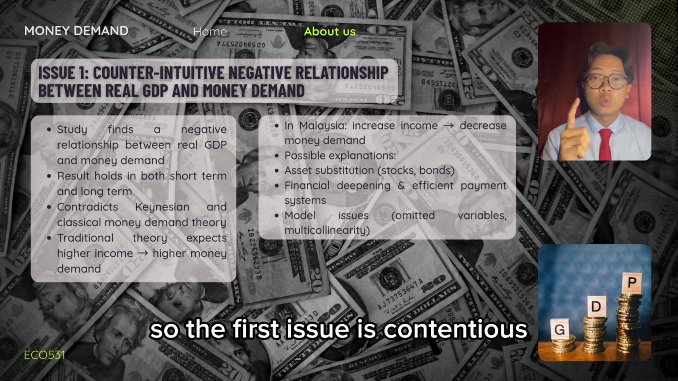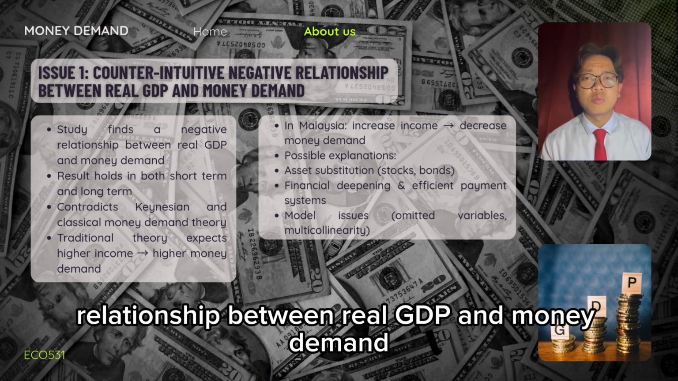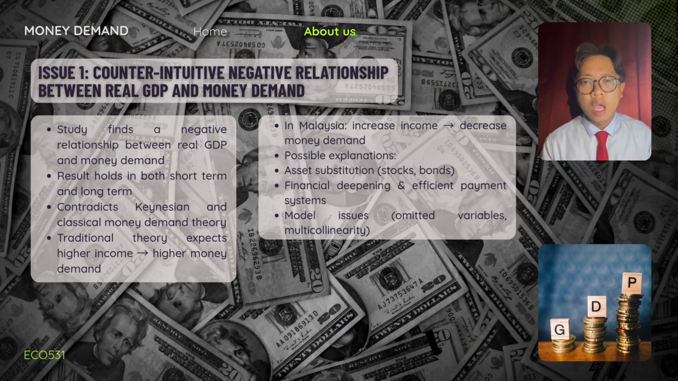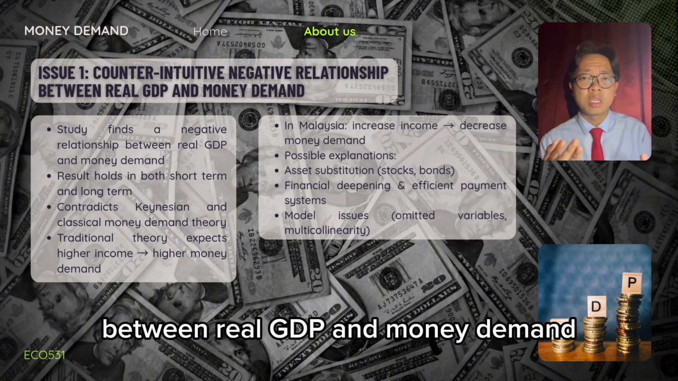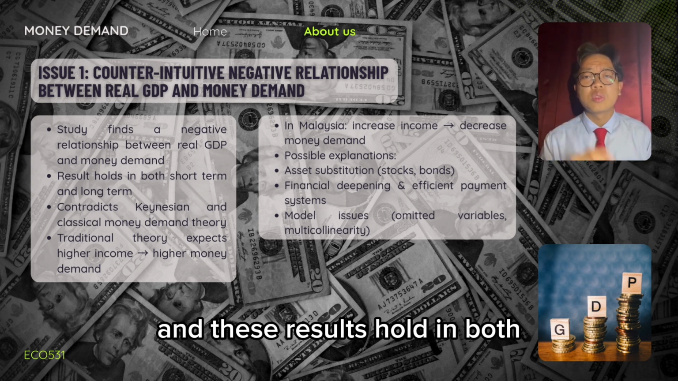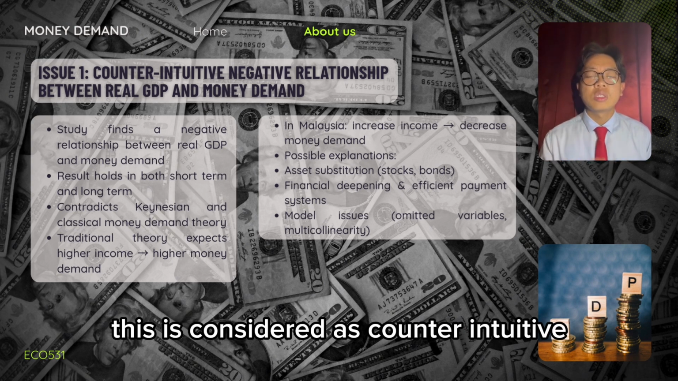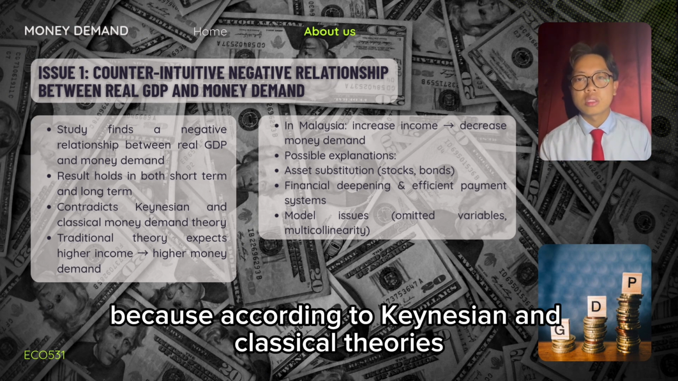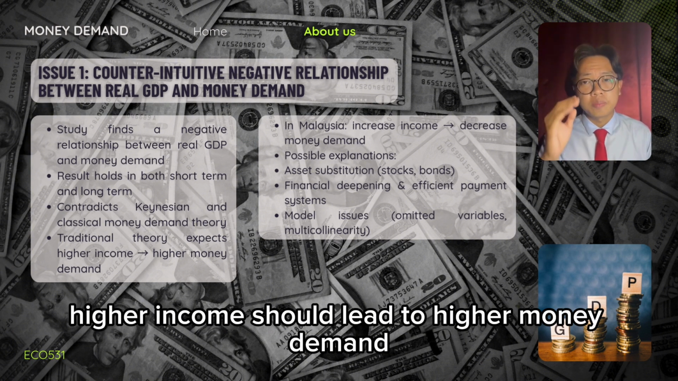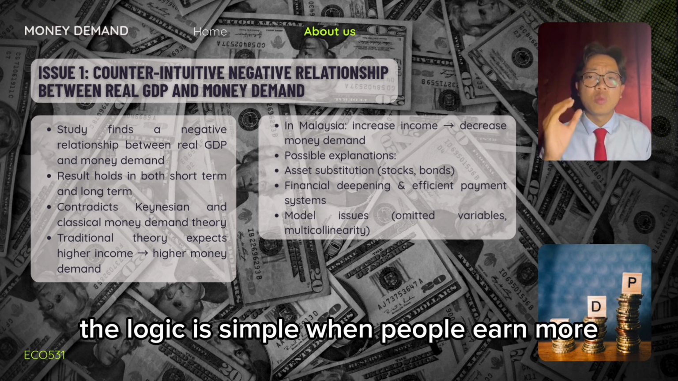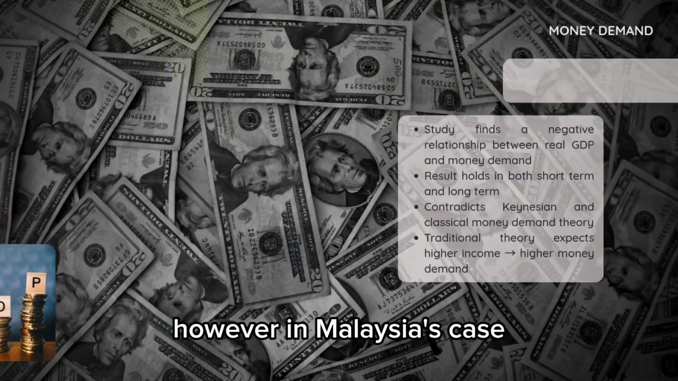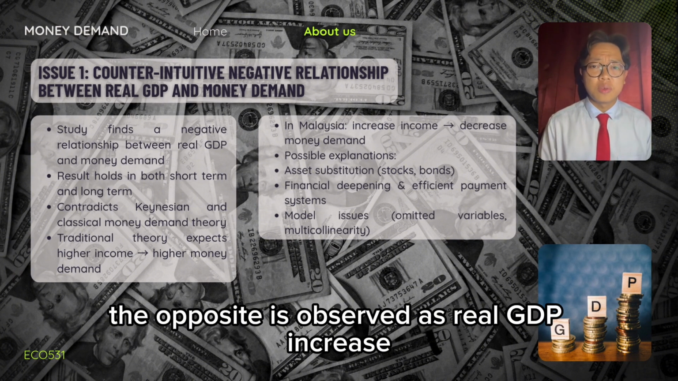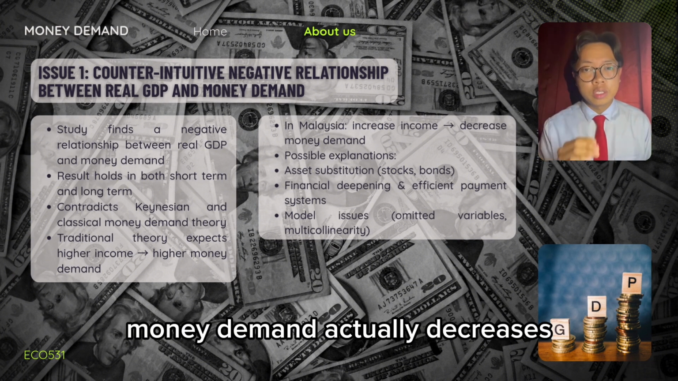So, the first issue is the counterintuitive negative relationship between real GDP and money demand. The study finds a negative relationship between real GDP and money demand, and these results hold in both the short-term and long-term. This is considered counterintuitive because, according to Keynesian and classical theories, higher income should lead to higher money demand. The logic is simple. When people earn more, they usually spend more and keep more money for transactions traditionally. However, in Malaysia's case, the opposite is observed: as real GDP increases, money demand actually decreases.